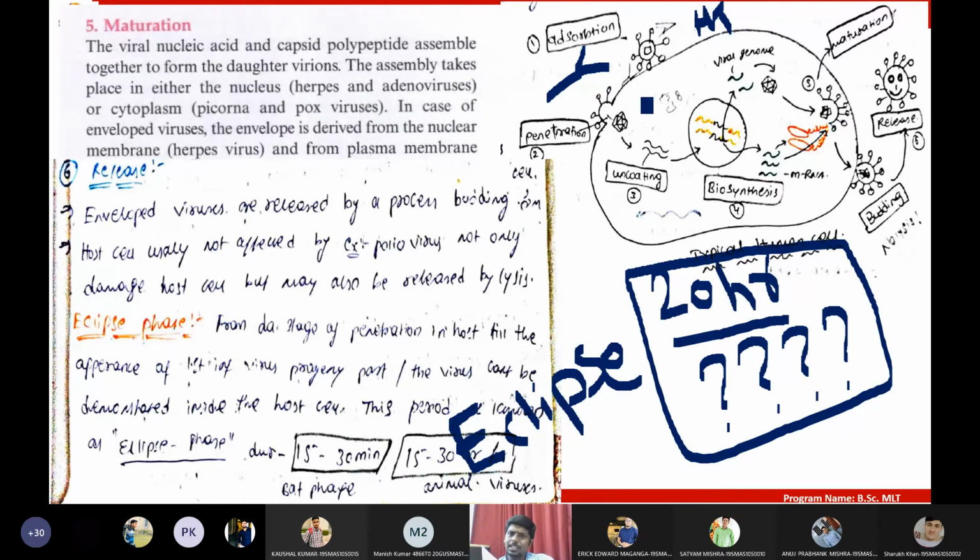Eclipse phase means the time duration from the penetration of the virus till the appearance of baby viruses from the cell. We cannot detect the virus, and this period is called the eclipse phase. Is it clear, students? Did you get an idea about what the eclipse phase is?